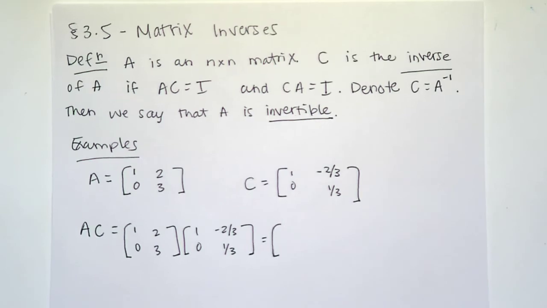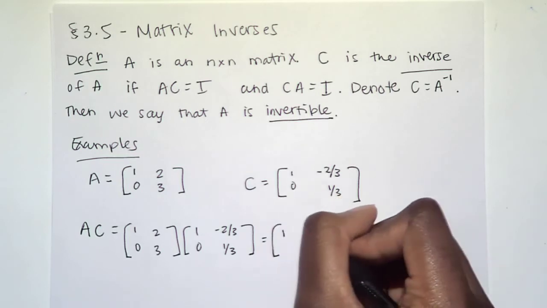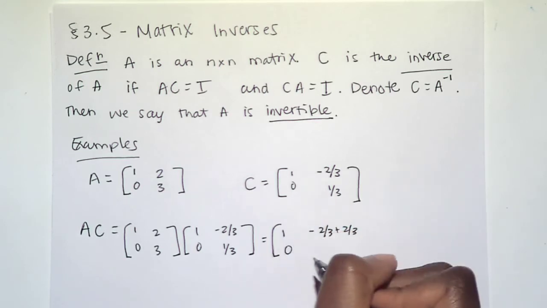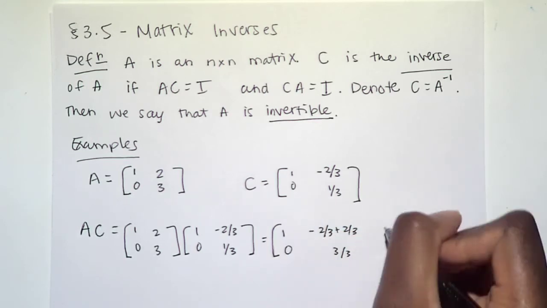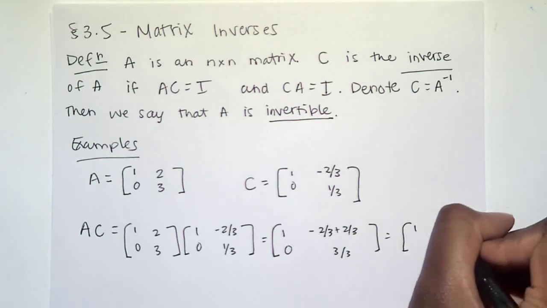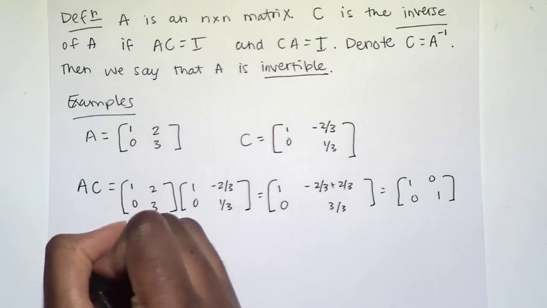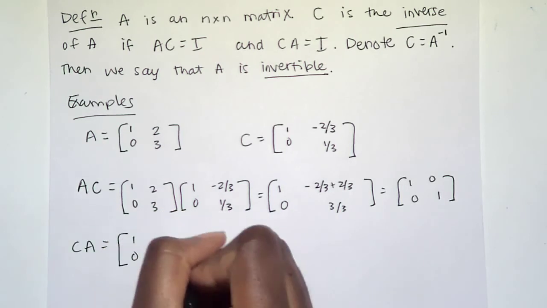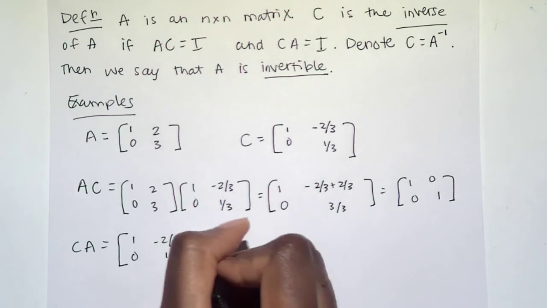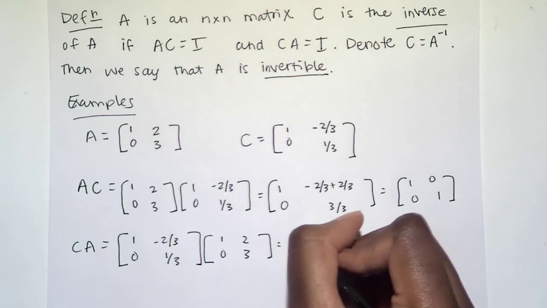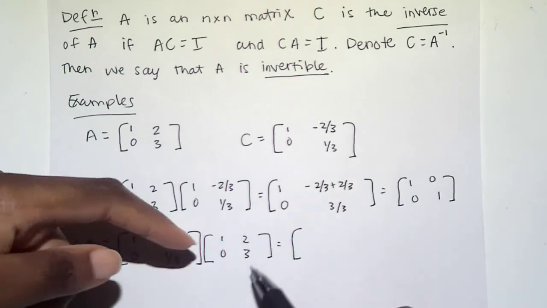All right, so when I multiply them, so remember going across and down, 1, negative 2/3 plus 2/3, 0, 3/3. We get the identity matrix in one direction, so we have to make sure that we get it in the other direction. So we're going to do C times A. Okay, so multiplying using our cross and down method.